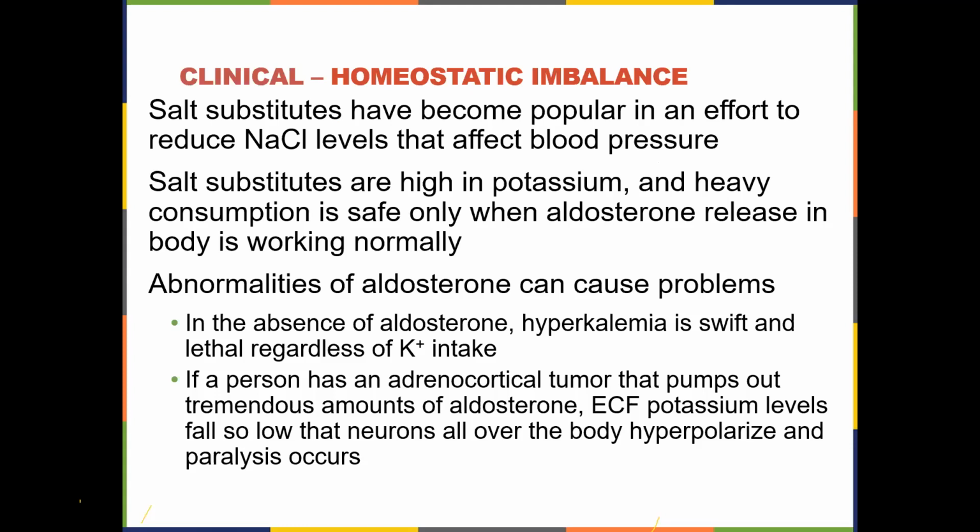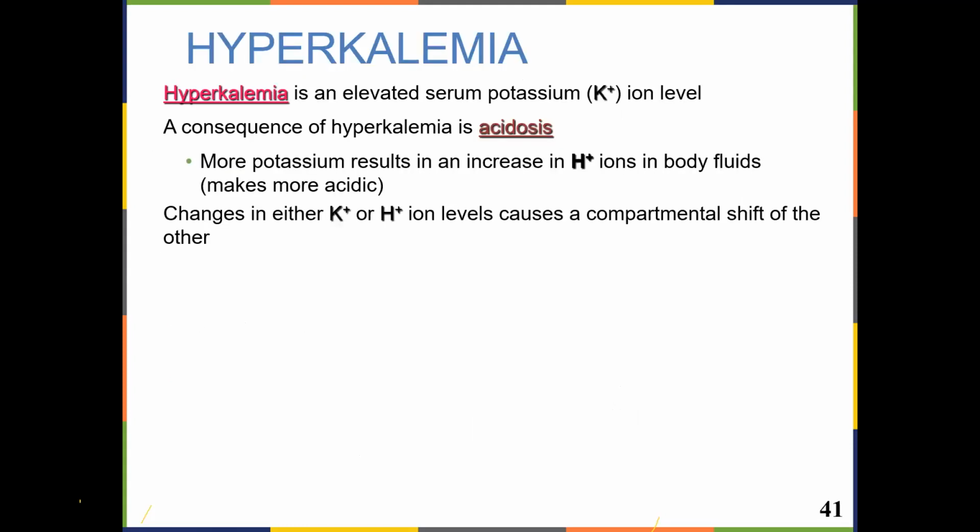So, I get excited about this kind of stuff. So, okay, hyperkalemia, too much potassium. The consequences of hyperkalemia are acidosis. So your patient, on top of everything else, as they're retaining too much potassium, are now driving their blood pH below 7.4. They're retaining hydrogen ions.